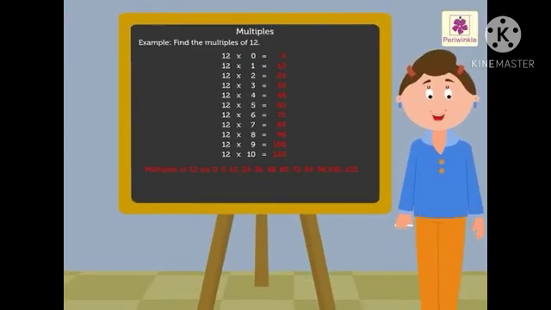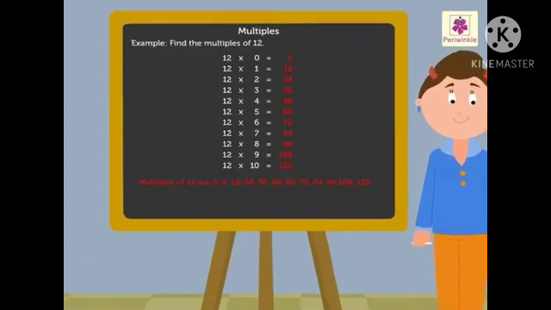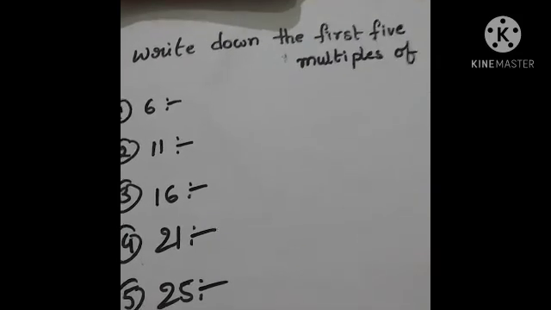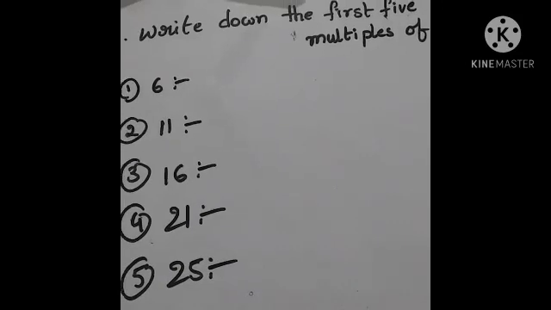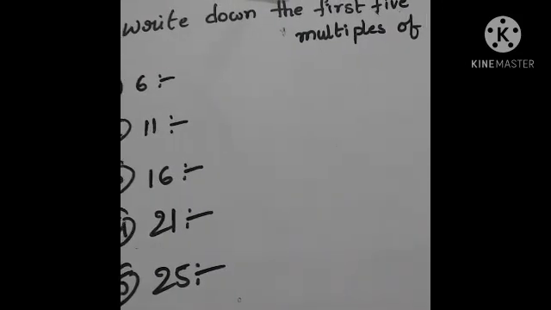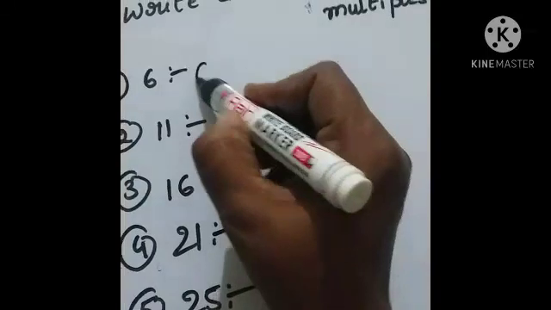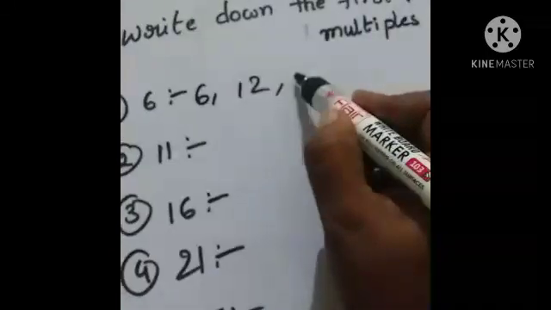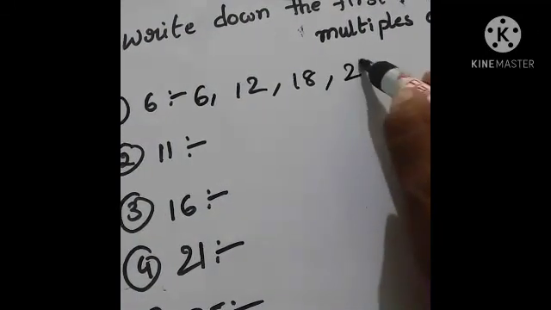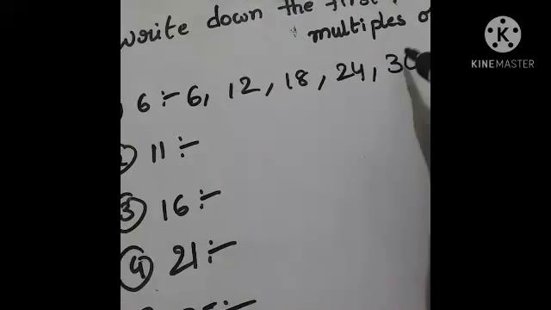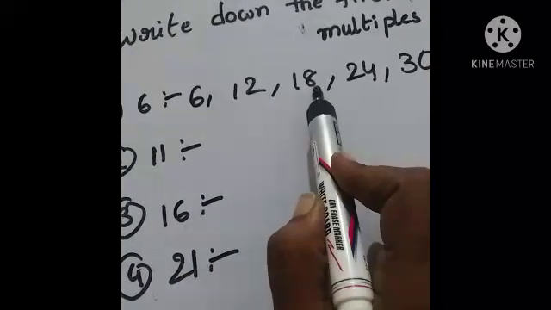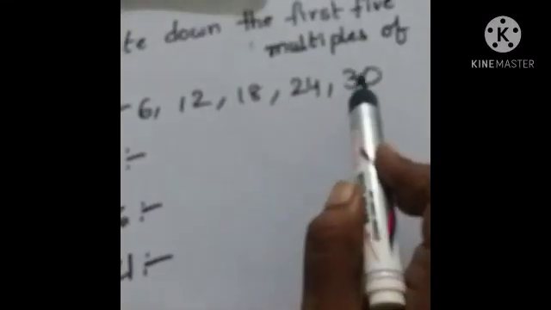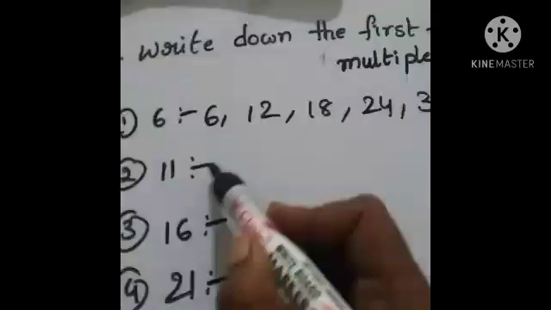Now everybody open your textbook page number 68, Roman number 1. Write down the first 5 multiples of given numbers. They are asking only 5 multiples. First one, 6. So 6 ones are 6, 6 twos are 12, 6 threes are 18, 6 fours are 24, 6 fives are 30. These are the 5 multiples of 6: 6, 12, 18, 24, 30. These are coming in the 6 table, no?